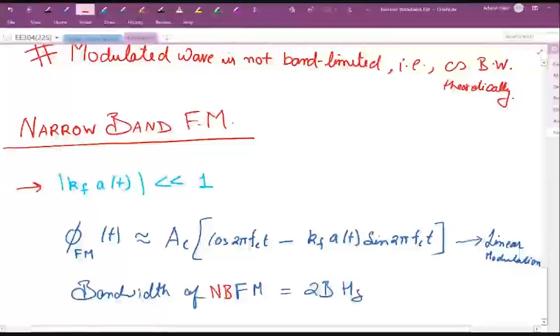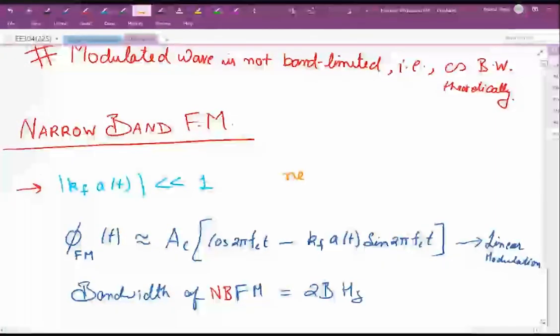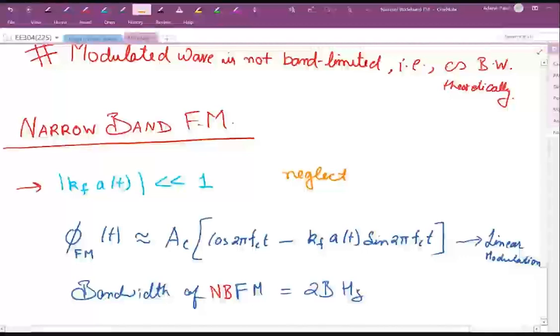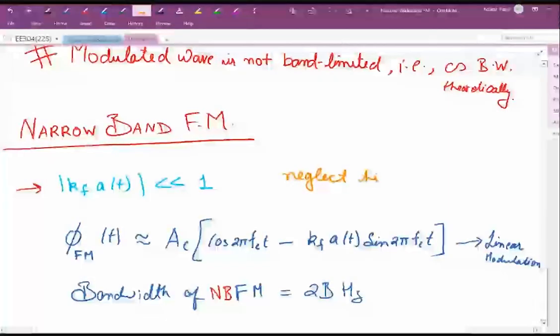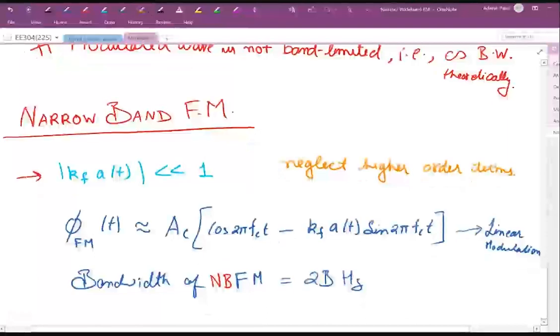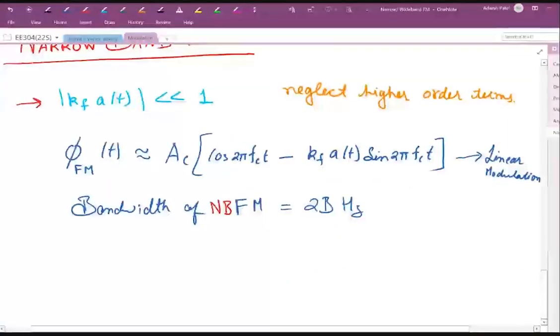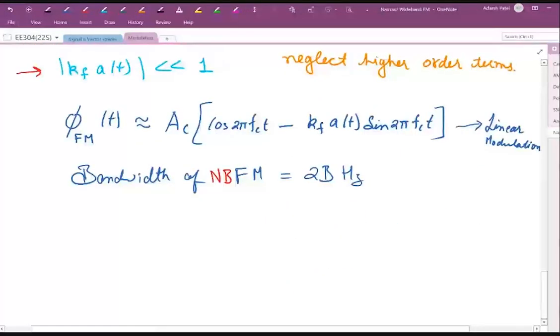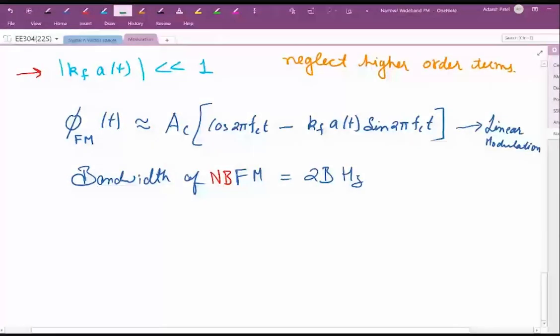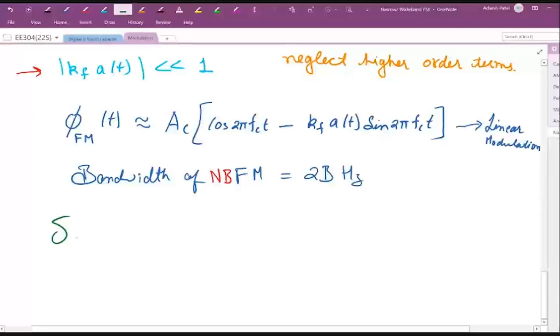FM. Okay, so that means in here, what are we doing? We are neglecting higher order terms. Okay, we are neglecting higher order terms. Then in this case, bandwidth becomes 2B Hz. And similarly, we can adopt a similar process for the phase modulated signal, because the same is going to happen for the phase modulation as well.